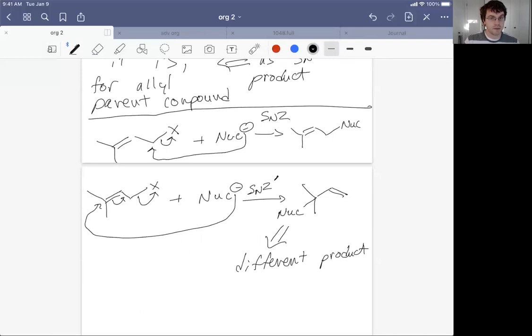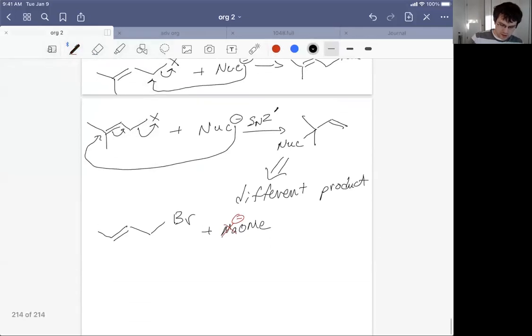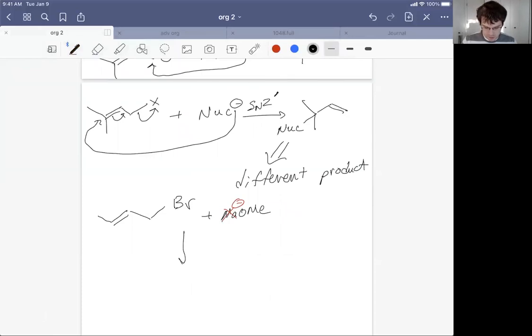Now, what I want to emphasize here is when we have these types of opportunities available, I want you to be able to propose both pathways. So if we have a predict the product question with an allyl system, like let's say I've got this and I add it to a good run-of-the-mill nucleophile. Let's just go with NaOMe, sodium methoxide. Cross out the sodium, give the O a negative charge. What I want you to be able to do is draw the Sn2 and the Sn2 prime products.